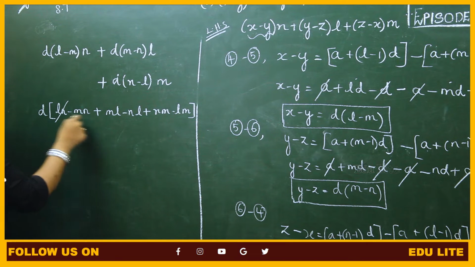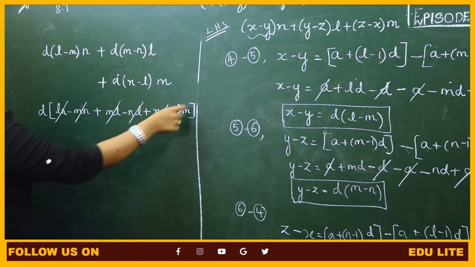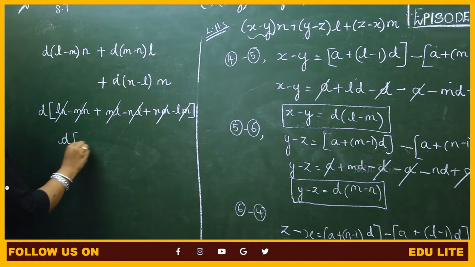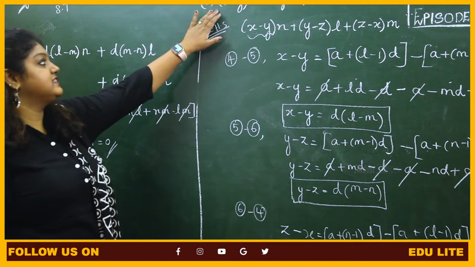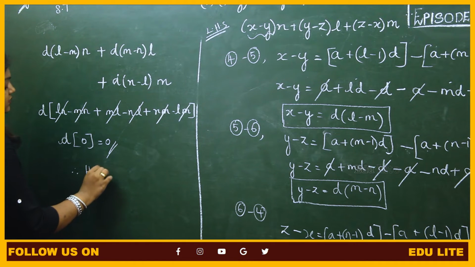So plus Ln minus nl, plus and minus of mn, plus and minus of ml will get cancelled. D of 0 will give us 0. So thus we have taken the left hand side and we have proved that it is 0. Hence proved.